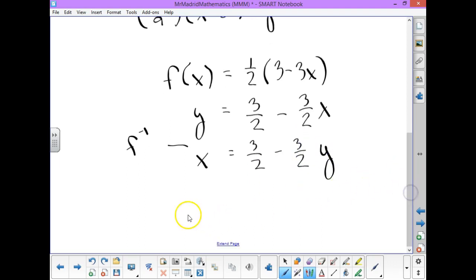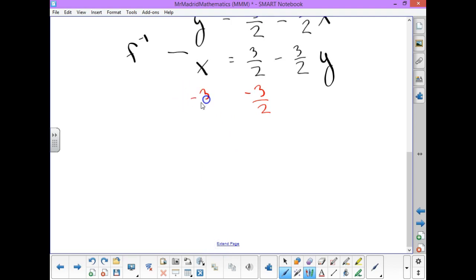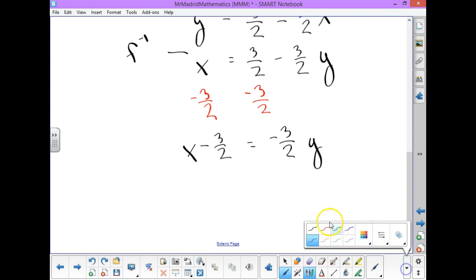Now if you look back up at the video, there's this portion that's farther away from the y, so all I have to do is subtract it. Minus 3 halves, minus 3 halves. So now I have x minus 3 halves equals negative 3 halves y.